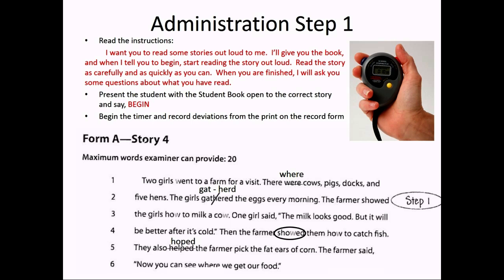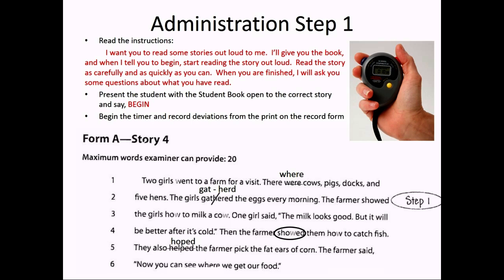Then you present the child with the book open to the correct story. So while you're giving the instructions, you want the child listening to you and not trying to read the story. So give the child the storybook after you've read the instructions and say begin. Set a timer and record how long it takes the child to read the passage. Most telephones have a stopwatch function.